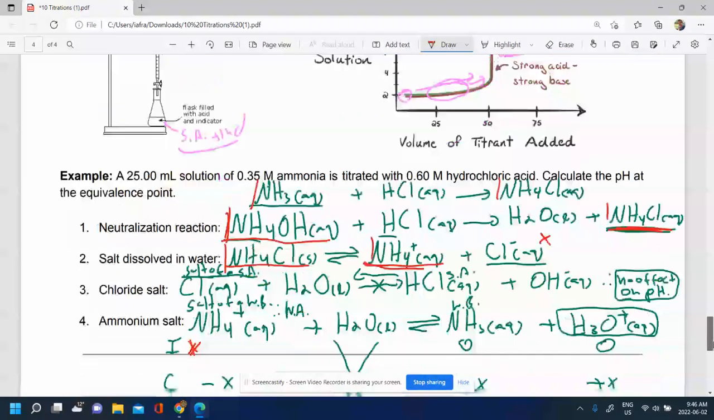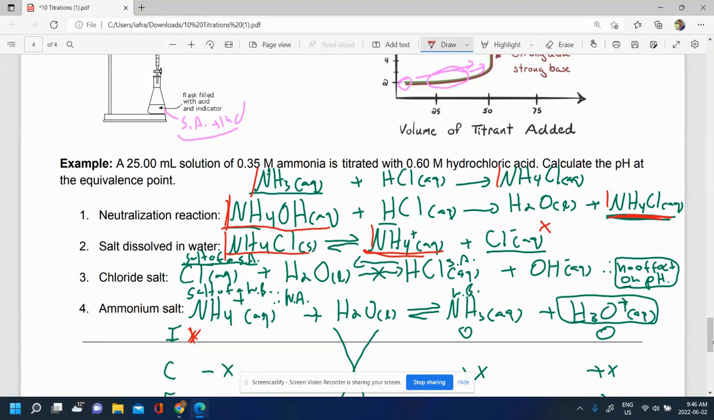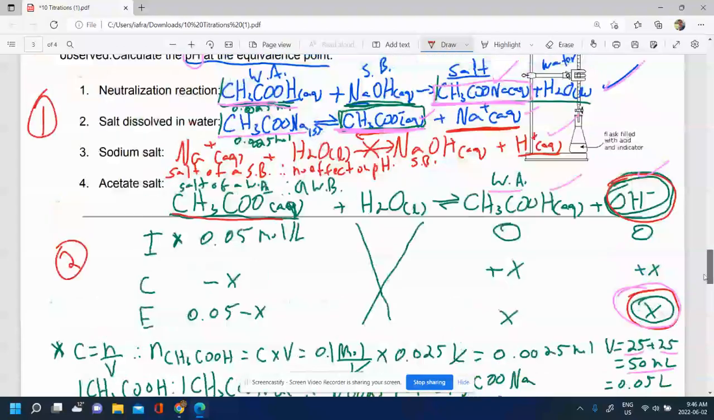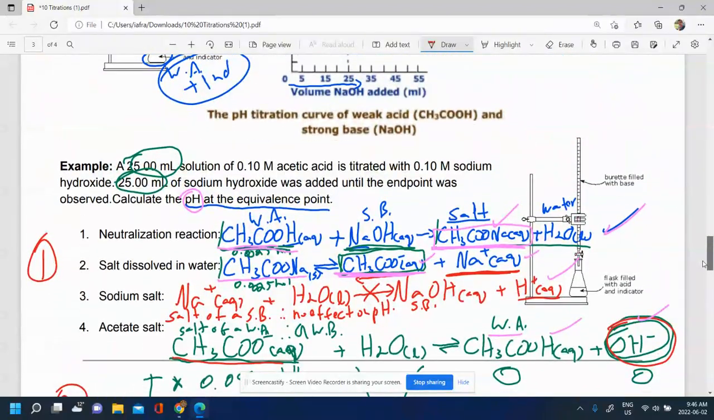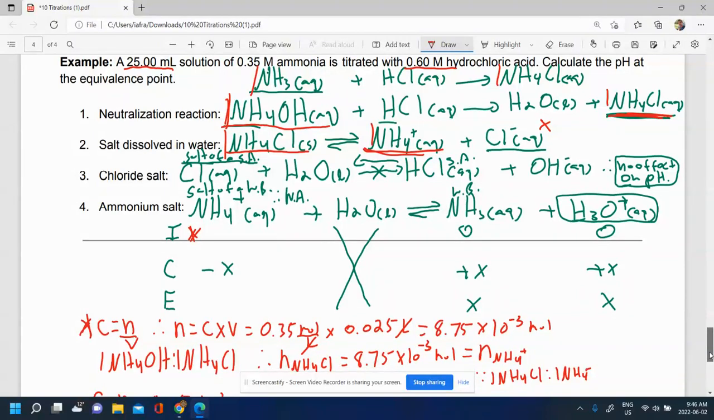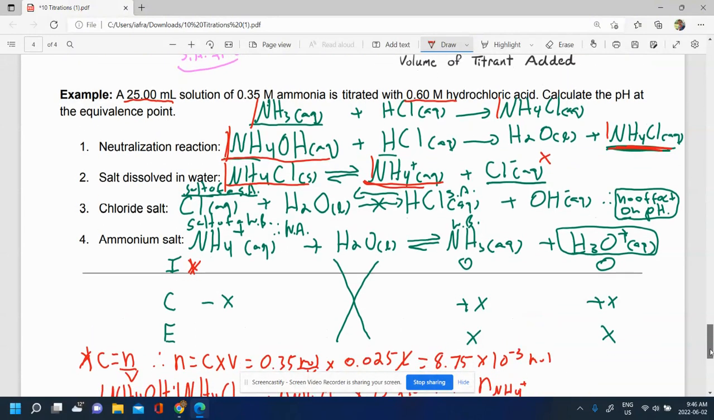Your initial volume is 25 mL for the ammonia, but you need to figure out what volume of hydrochloric acid you used, so you can add the two volumes together. In the previous question, you were told the volume of both, but here you're not. The only thing you're told here is that you did a perfect titration, so your mole ratios should work out.